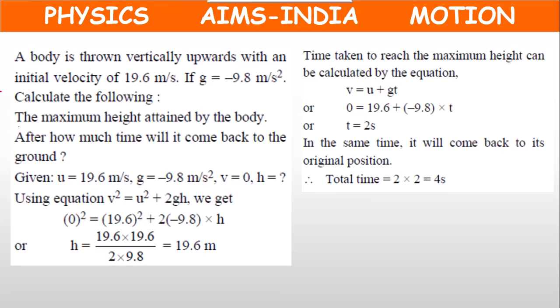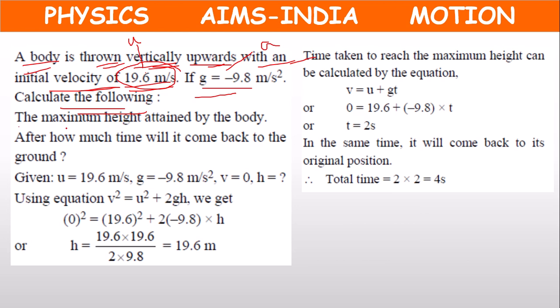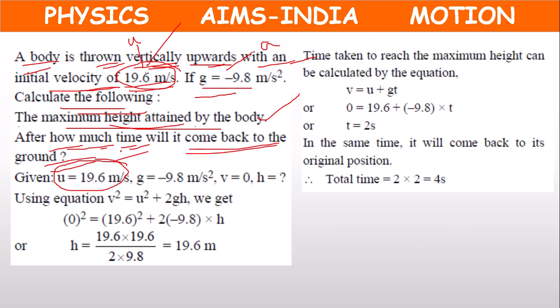Next one. A body is thrown vertically upwards with an initial velocity 19.6 meter per second. This is initial velocity U. If G equal to minus 9.8 meter per second square, which is equal to A, calculate the following. Maximum height attained by the body. After how much time will it come back to the ground? These two we have to find. So U value 19.6 meter per second, G value 9.8 meter per second square.